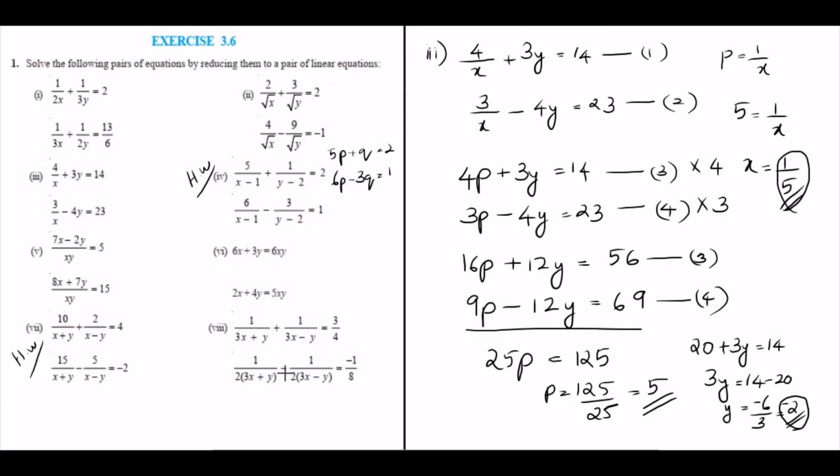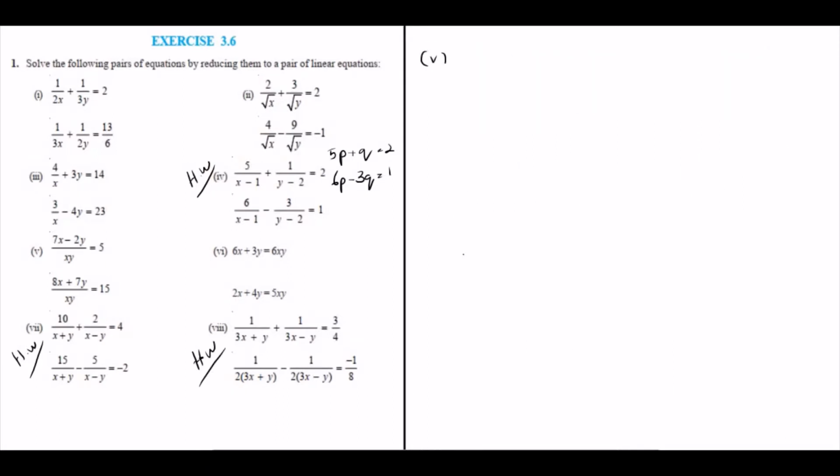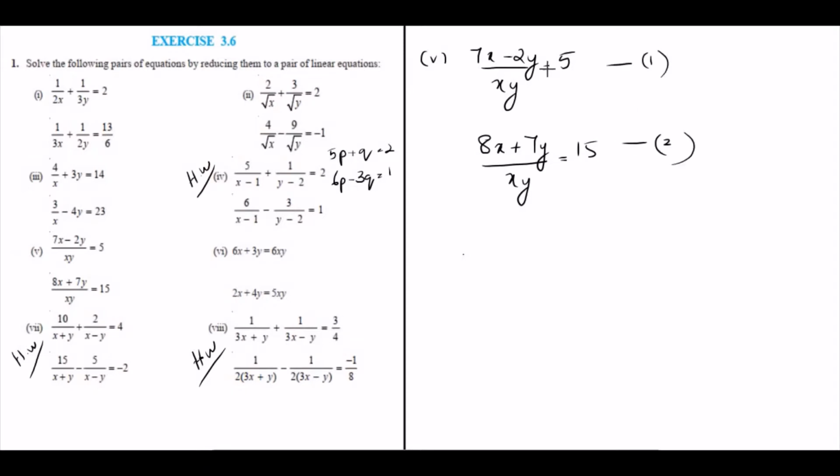1 by 3x plus y and 1 by 3x minus y is coming in both the equations. So you can replace 1 by 3x plus y as p and 1 by 3x minus y as q and reduce these equations to a pair of linear equations and then use any of the methods and find out the solutions. So let's do the fifth question. That is 7x minus 2y by xy is equal to 5 and 8x plus 7y by xy is equal to 15. We have to reduce this pair of equations to linear equations.